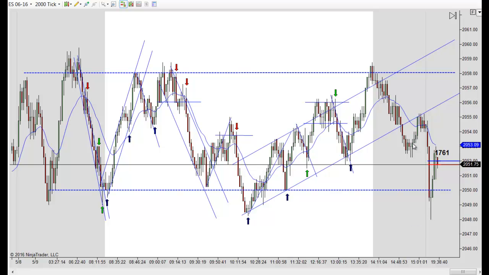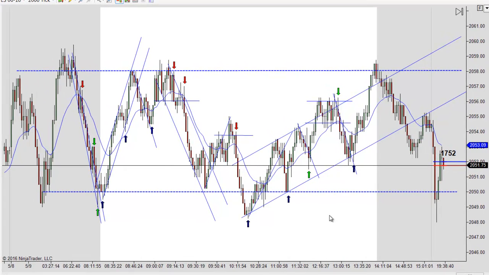And I love these kind of days. This was a nice range day, very clear range. The support and resistance are relatively clear. The trends are relatively clear. So I kind of like these kind of days. And so you can see the trades here, quite a few trades.